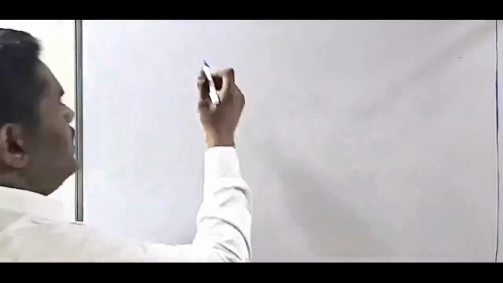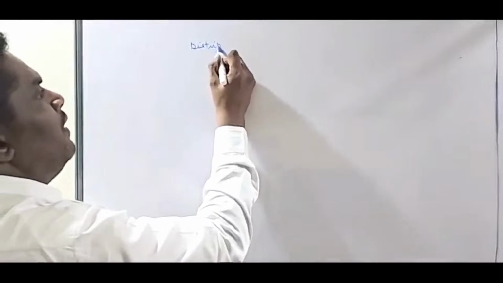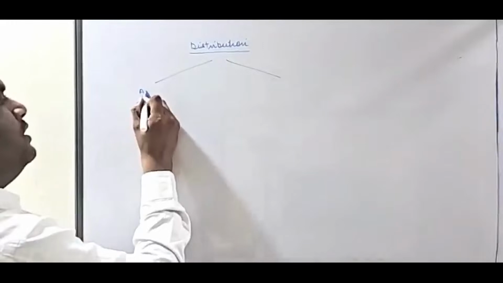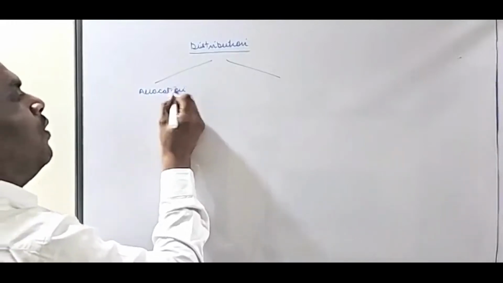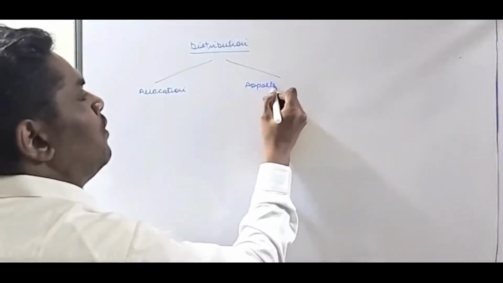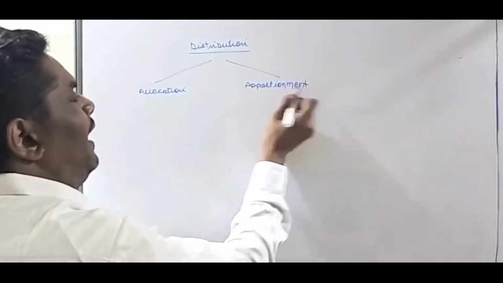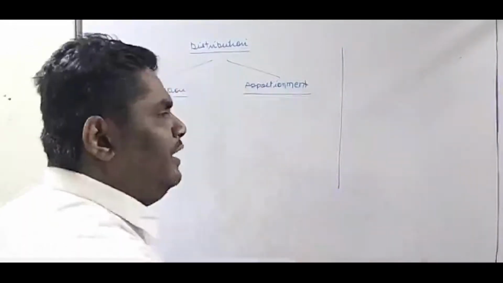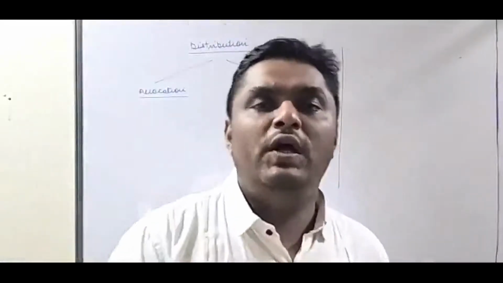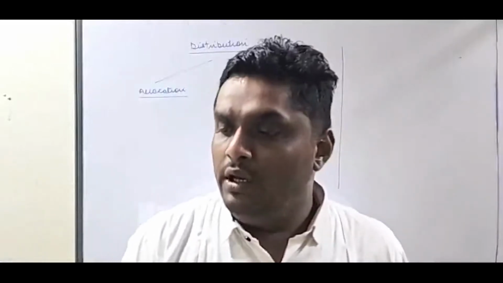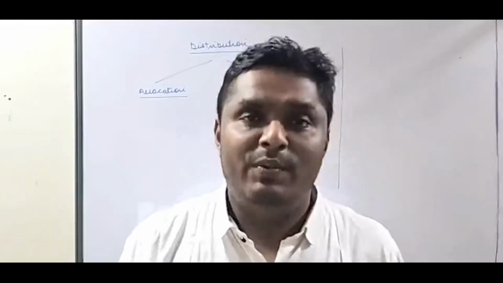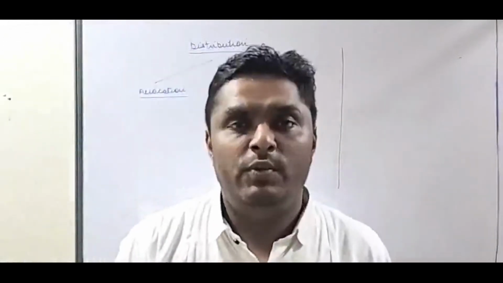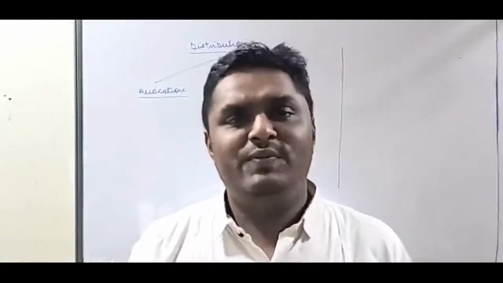So now when talking about distribution, as I said, it can be either allocation or apportionment. We will either allocate the overheads or we will apportion the overhead. Now the point is, what is the difference between allocation and apportionment? These two words I have used. Again, let me discuss this with the help of an example.